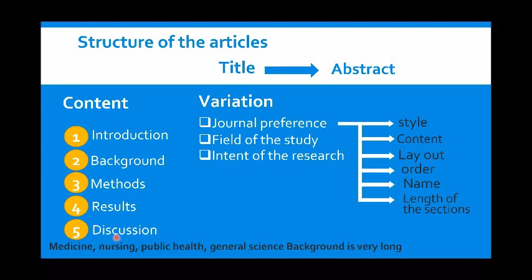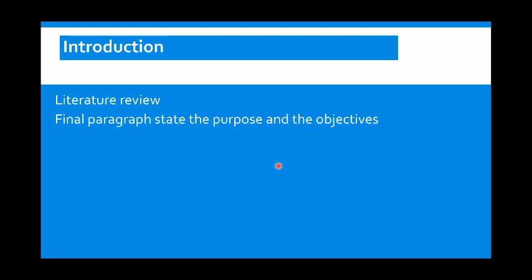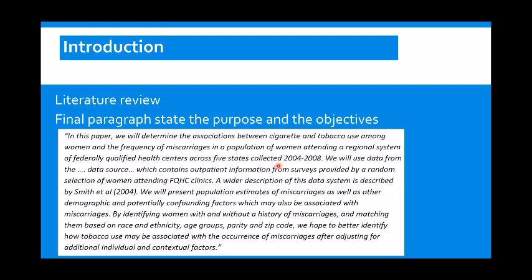For example, in medicine, nursing, public health, and general science, the background is usually very long and detailed. So the purpose or the objectives, background or rationale, which some people call the introduction, gives you the literature review, or what is known. But the final paragraph tells you the purpose or the objectives, which usually indicates what is not known.